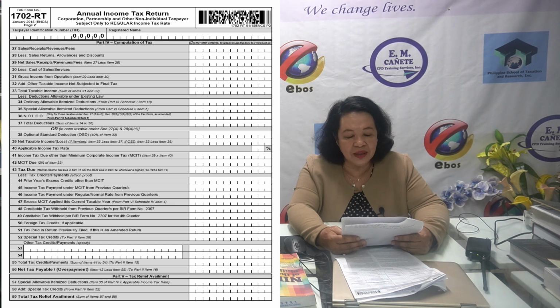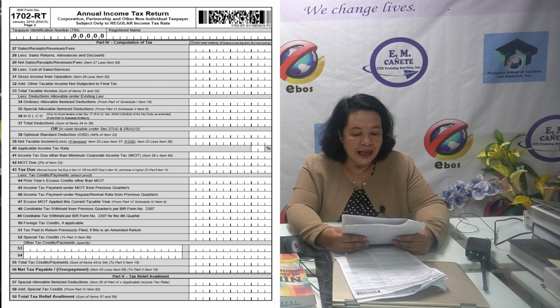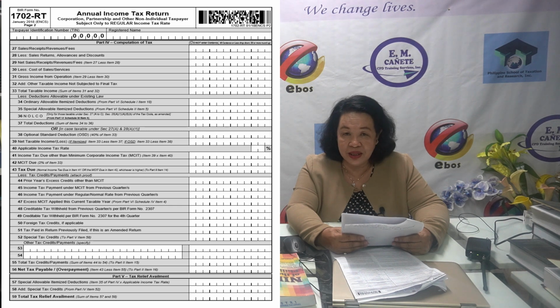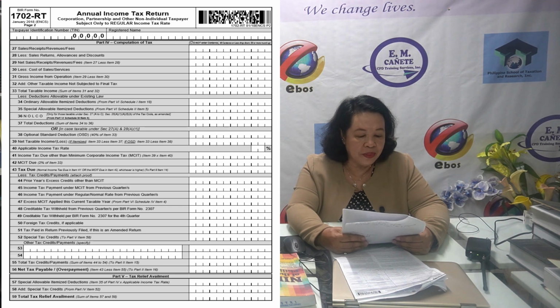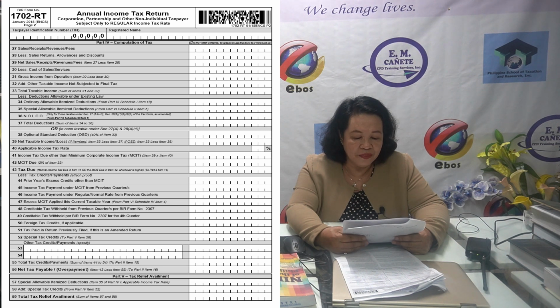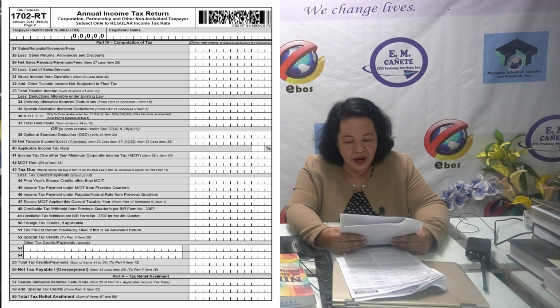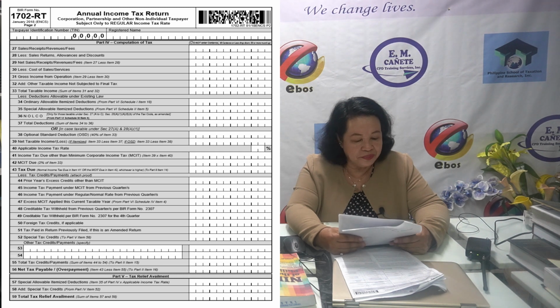So you have now the total taxable income, you have determined that. So less deductions allowed under existing law. Why? Because deductions have legal basis. Okay. So line number 34, we have ordinary allowable itemized deductions, which form part 6 of the Schedule 1, item 18. Okay.